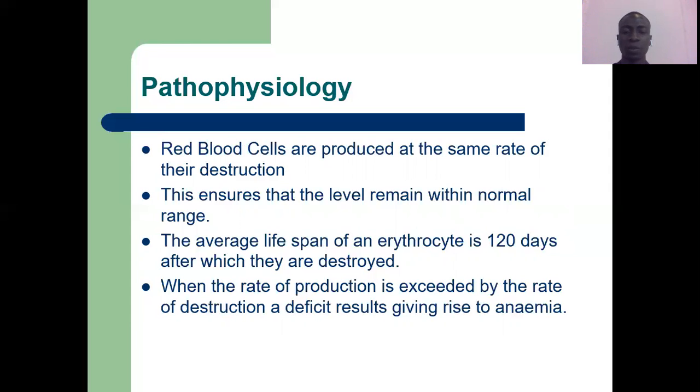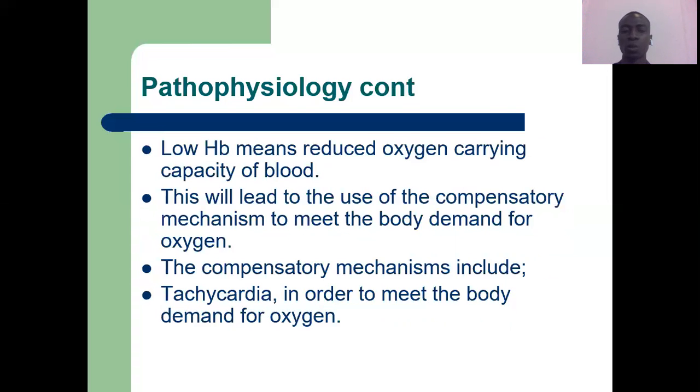When the rate of production is exceeded by the rate of destruction, a deficit results, which can give rise to anemia. So when the red blood cells are being destroyed before 120 days, before the normal days, that can lead to anemia. So there should be a balance between the lifespan of red blood cells and the replacement of red blood cells in the body. If the rate of destruction is increased, it can give rise to anemia.